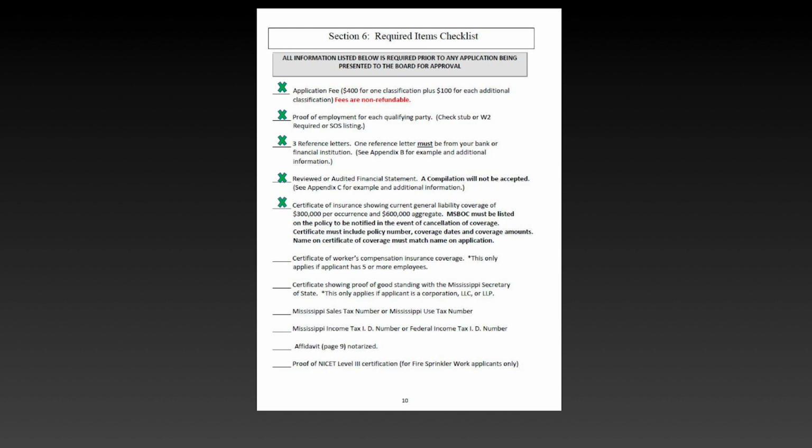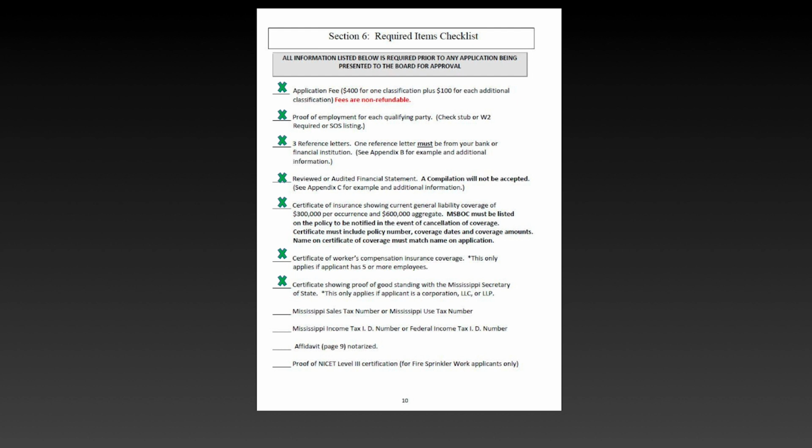Be sure to include a copy of your Certificate of General Liability Insurance coverage. MSBOC must be listed on the policy to be notified in the event of cancellation of coverage. Commercial applicants must show coverage in the amounts of $300,000 per occurrence, or $600,000 aggregate at a minimum. There is no minimum coverage amount required for residential applicants, just proof of coverage. If you have 5 or more employees, please submit proof of workers' compensation coverage.